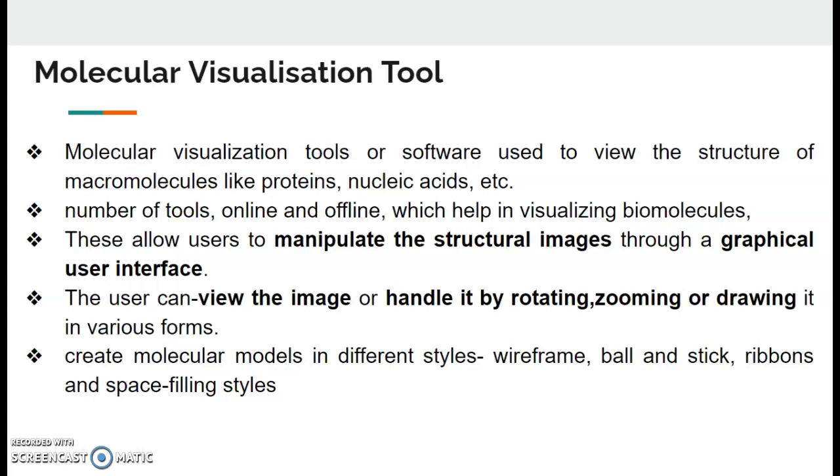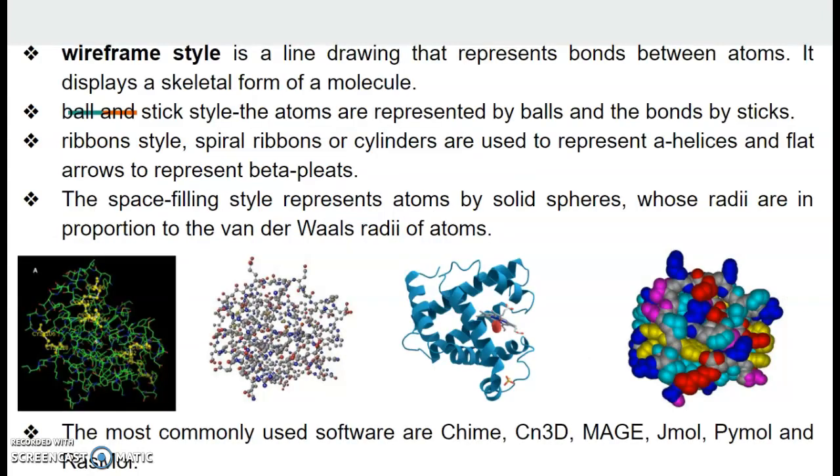And this can create models of different styles like wireframe, ball and stick, ribbon, and space filling styles. We'll just see what they are. See, the wireframe style is a line drawing that represents the bonds between the atoms. So the first picture shows the wireframe style, and it displays a skeletal form of a molecule. We can also interchange between the different styles. Another style is ball and stick. As the name indicates, the atoms are represented by balls and the bonds by sticks.